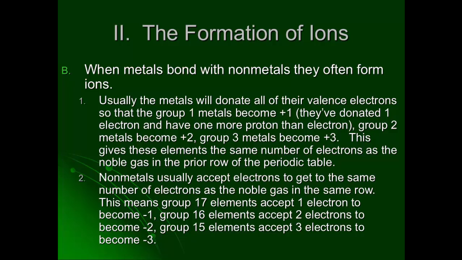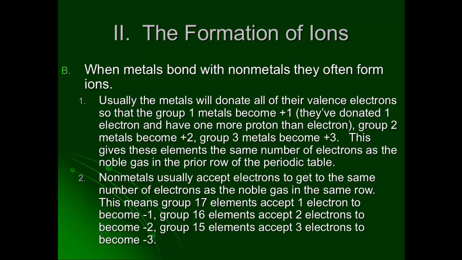And so, if they're in group 1, they have 1 valence electron, they will donate that 1 electron, and they'll tend to be +1 charged when they're in a compound. If they're in group 2, they have 2 valence electrons, so I'm guessing you could probably guess they become +2 for their charge. And the group 3 metals, aluminum is the most common, will become +3 charged. And this gives the elements the same number of electrons as the noble gas in the prior row of the periodic table.